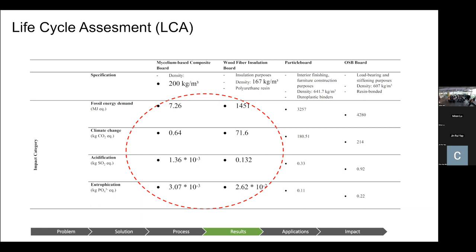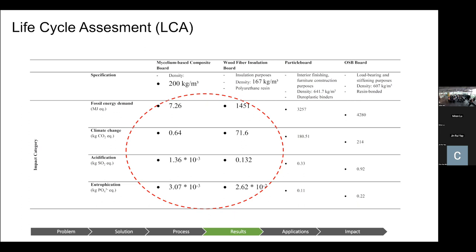So we don't need to use any fresh materials. So there has been a lot of CO2 already absorbed into the material, and we are delaying the returning back of the CO2 to the earth because we are giving another life. So that is the whole purpose of what we are doing. And it's not only in the CO2 production or fossil energy demand, also for the acidification and transportation of material, which means what are the damages that we are making to our waters.